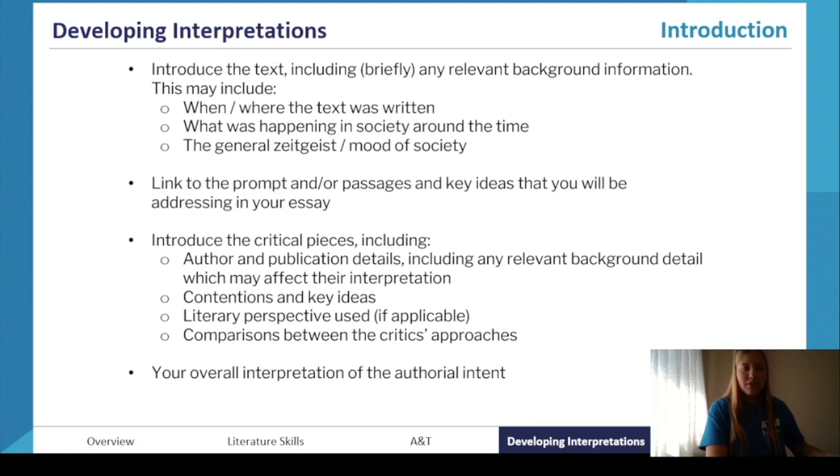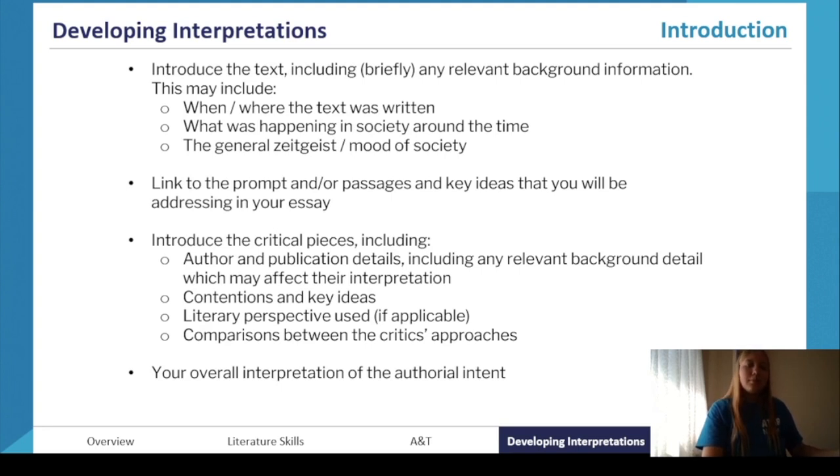So for an introduction, we may introduce the text, including any relevant background information. And here we really want to include, if these are relevant, all of these, right? When and where the text was written. So say 1950s, right? What was happening in society around the time? Why is that time period relevant? The general zeitgeist or the mood of the society at that time.